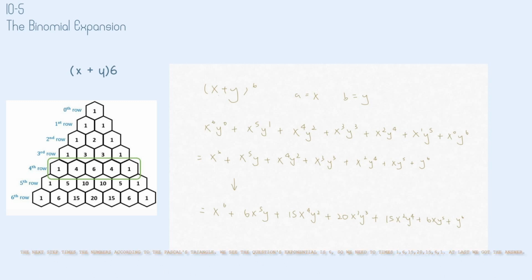The next step is to multiply by the numbers according to Pascal's triangle. We see the question's exponent is 6, so we need to multiply by 1, 6, 15, 20, 15, 6, and 1. The order of the series is the same as the equation we expand. So the first term we multiply by 1 and the second term we multiply by 6. At last we got the answer.